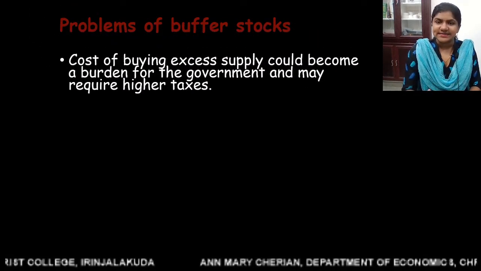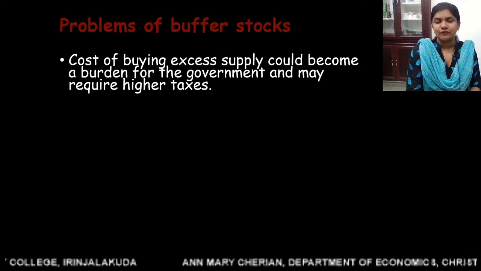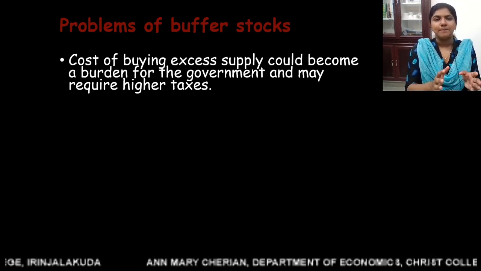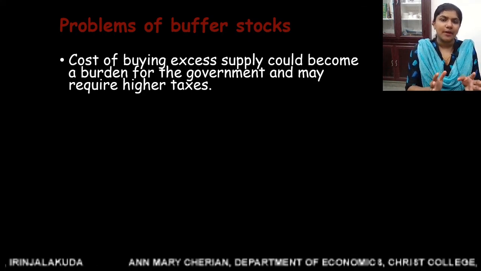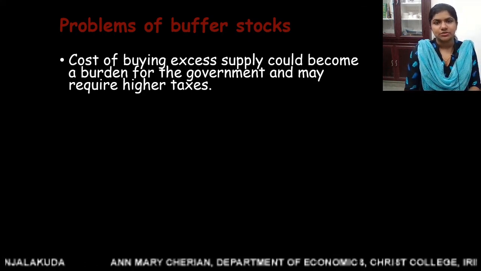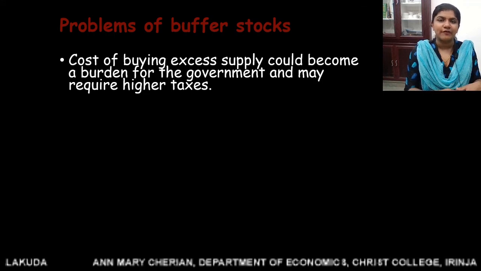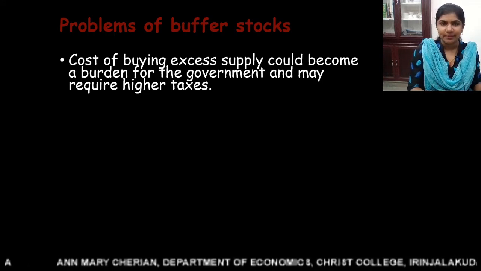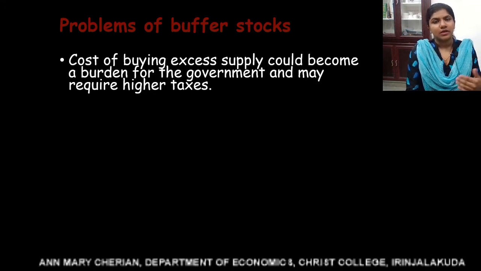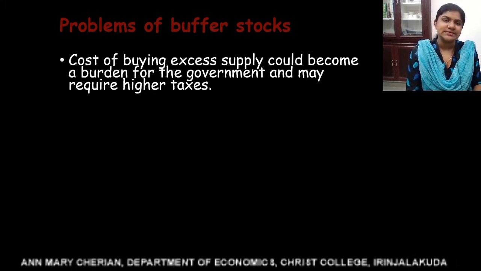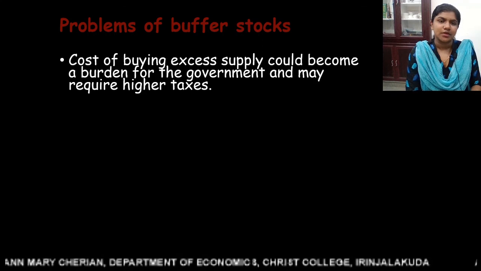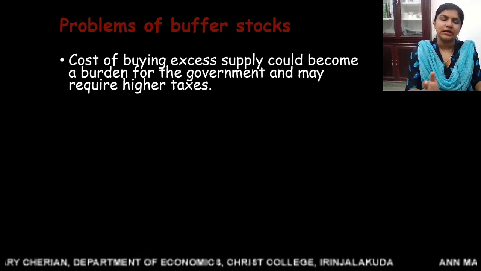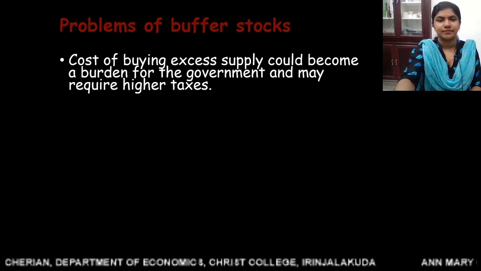Cost of buying excess supply could become a burden for the government. So, maintaining buffer stock might become a burden for government. So, government has to spend more on maintaining excess supply. So, government may be required to increase taxes. So, maintaining buffer stock may become a burden for government.